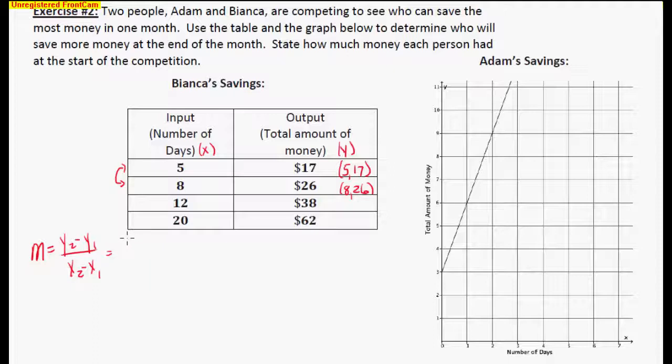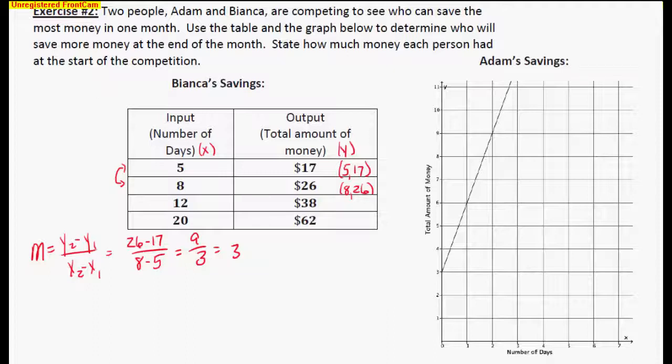All right, and if I figure out the slope in between those 2 points, let's see what we get. We have 26 minus 17, there's my y values, and 8 minus 5. So what do I get here? I get 9 over 3, which is $3, in this case, where she's saving $3 per 1 day, since that 3 is really 3 over 1.